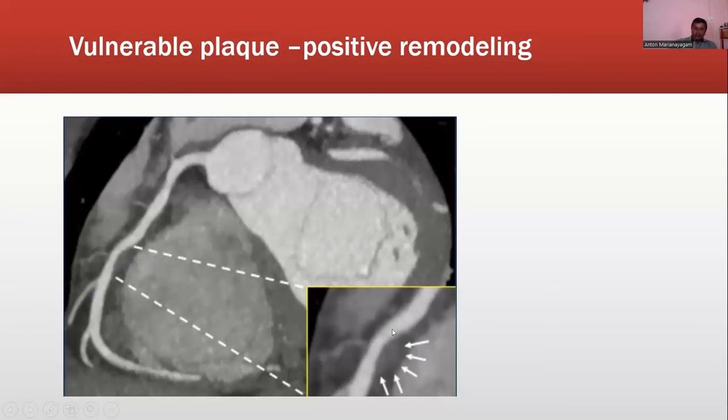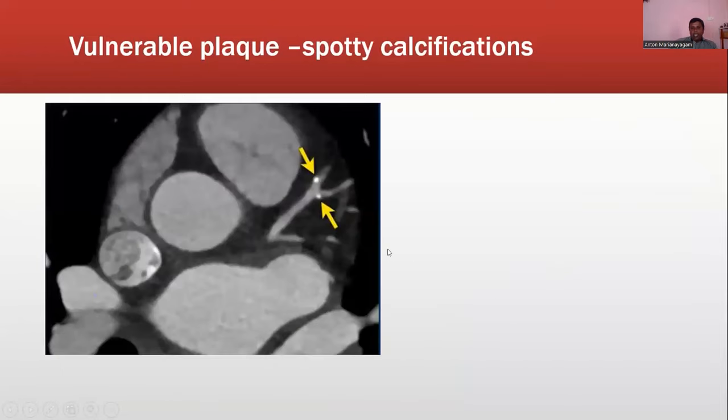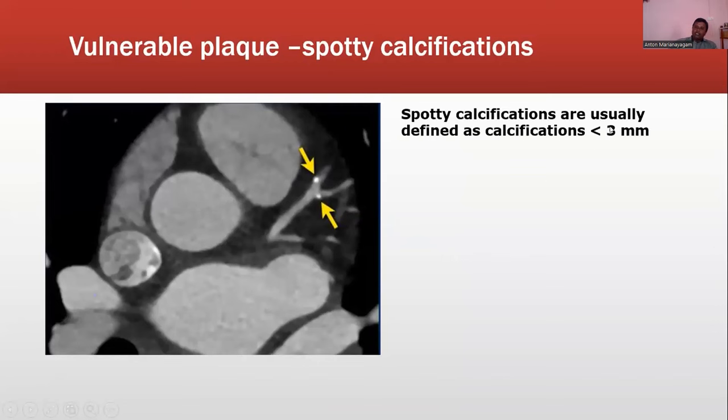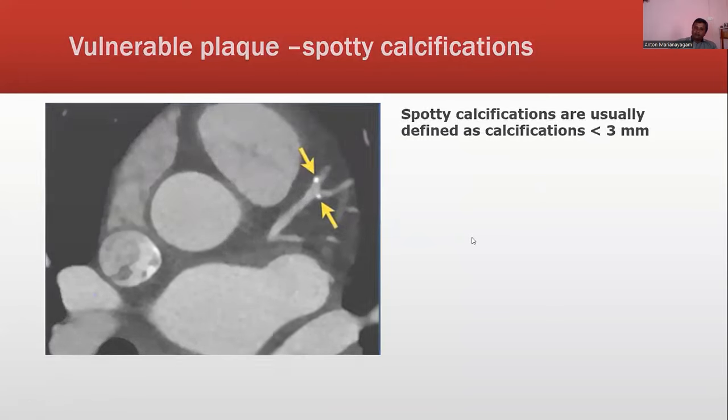This is an image-defined risk factor. And tiny spotty calcifications again indicate vulnerable plaque. You see, these are tiny spotty calcifications, not chunky calcification. They should be less than 3 millimeters in size.